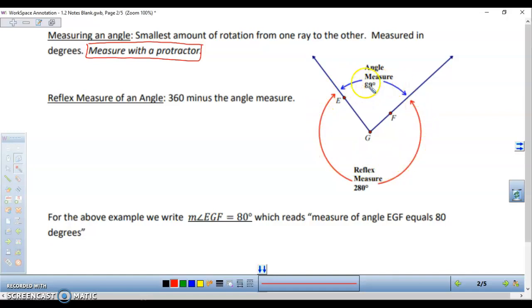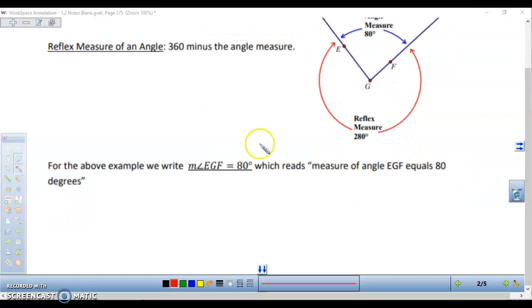All right, the reflex measure of an angle is what's left over from 360 degrees. All the way around the circle is 360 degrees. So if this angle has a measure of 80 degrees, I know its reflex measure, or the rest of this angle measure around it, will be 360 minus 80 degrees, which would be 280 degrees.